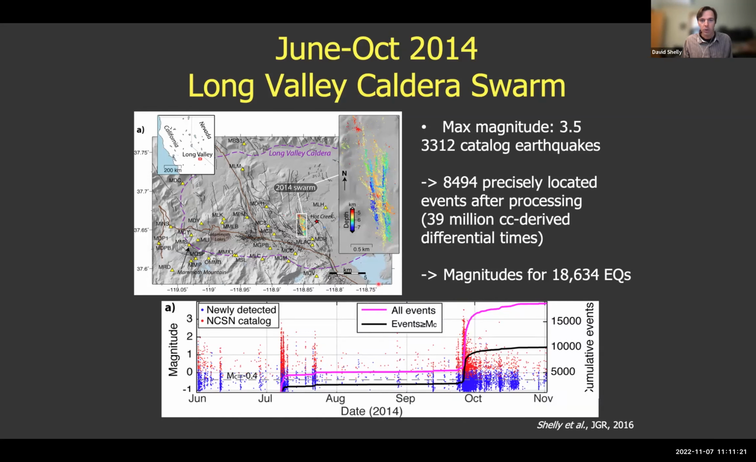So there were more than 3,000 cataloged earthquakes that we used as waveform templates. We detected and precisely located about 8,500 events after processing. And actually, we also looked at magnitudes for this sequence, and we got magnitudes for more than 18,000 events. It turns out it's a lot easier to get a reliable magnitude for an earthquake. You don't need as much data as you do to get a good location for the event.